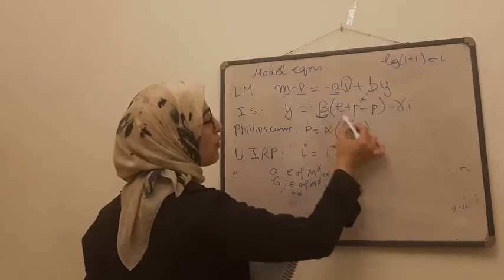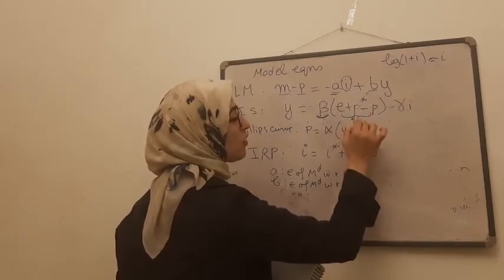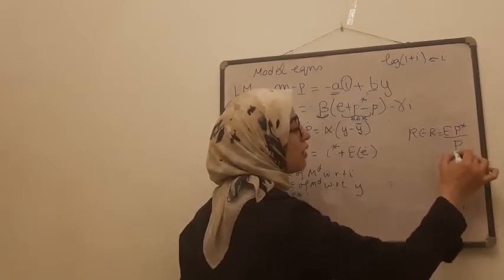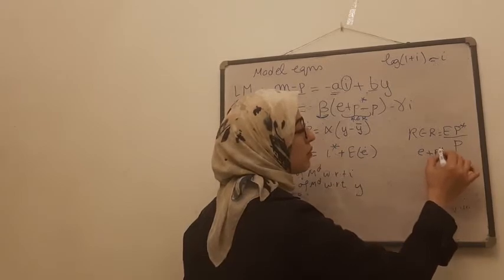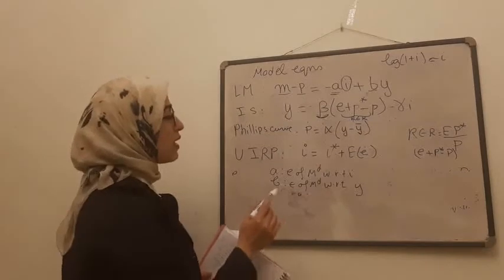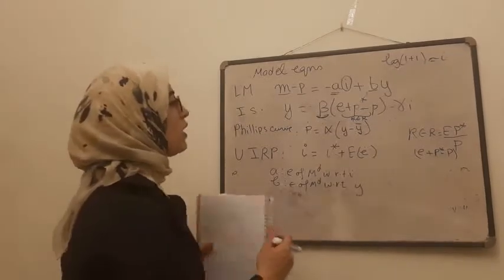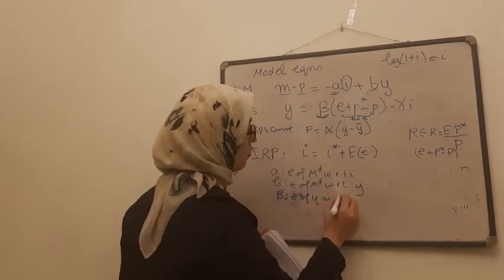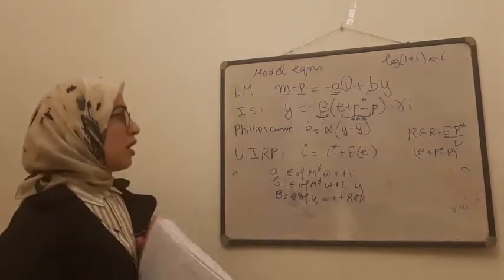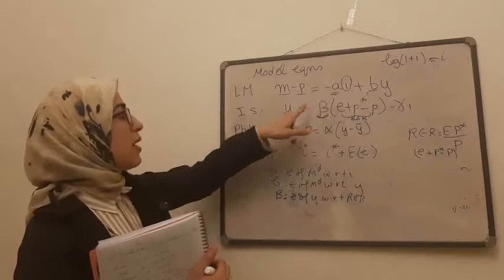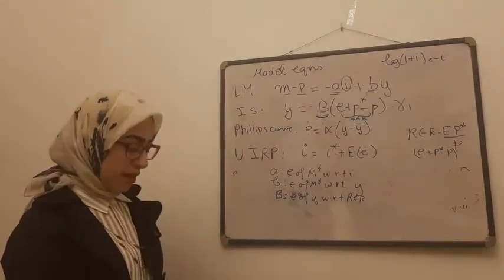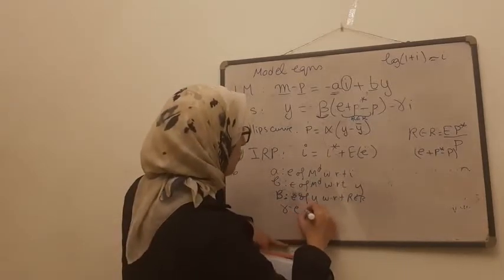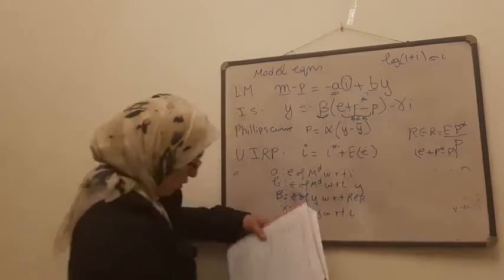Let's notice that what you have in between brackets here is the real exchange rate written in logs, right? Remember, a real exchange rate is E P star over P. So in logs, it would be E plus P star minus P. Beta is in fact the elasticity of output with respect to real exchange rate. So beta, capital beta, is the elasticity of Y with respect to the real exchange rate. As if beta tells you, if the real exchange rate increases by 1%, by how much will Y increase? It will increase by beta. So what about gamma? Gamma is the elasticity of output with respect to the interest rate. So gamma is the elasticity of Y with respect to the interest rate.